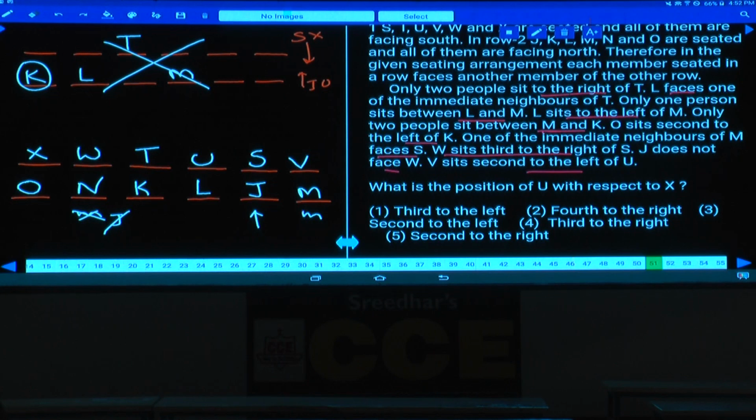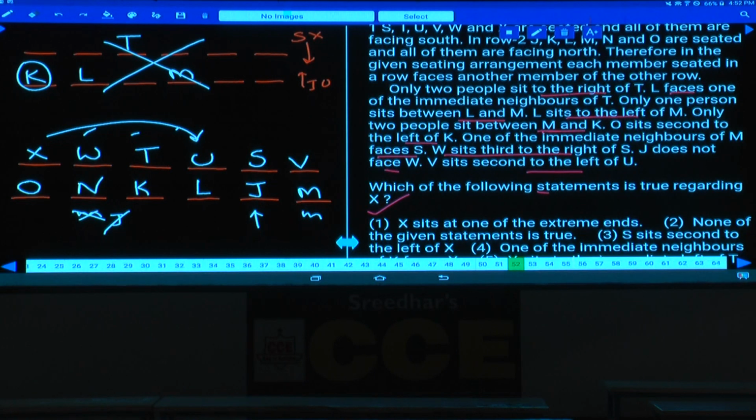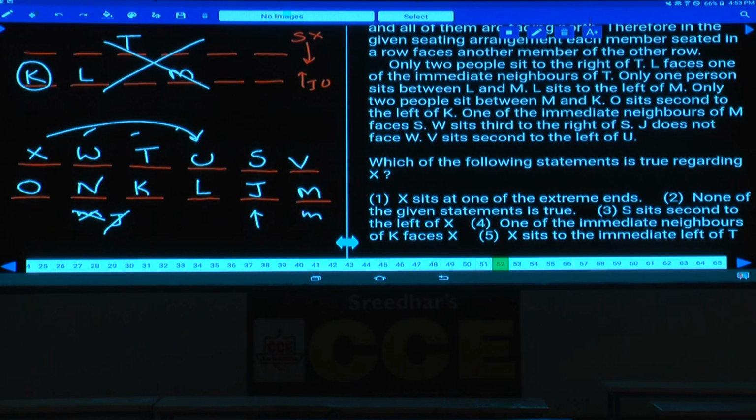Then question number 51. What is the position of U with respect to X? X is here. And 1, 2, 3, third to the left hand side. Third to the left, and it is given in choice 1. Then question number 52. Which of the following statements is true regarding X? X sits at one of the extreme ends. That is definitely true. Choice 1 is definitely true.